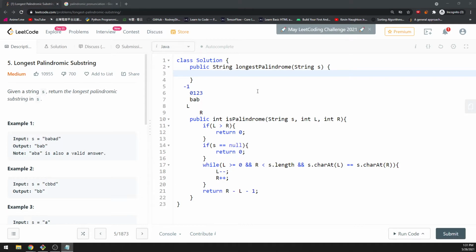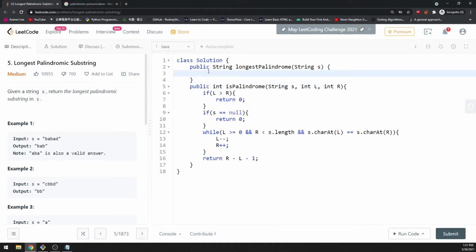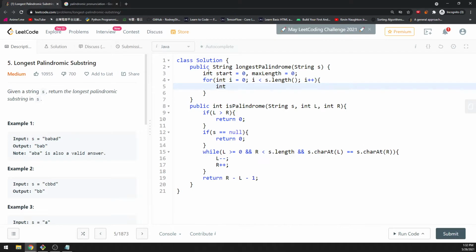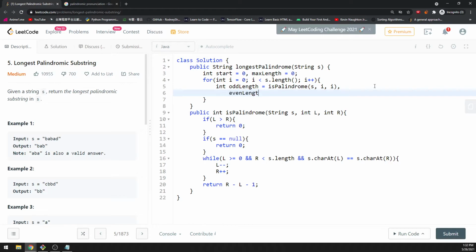And so let's get started on the main function. So you have start, the starting position, and the max length. In the loop, i plus plus, we have no idea if the palindrome for the string is even or odd. So we can say odd length equal to isPalindrome of s, i, i. We will start from the middle. So there's another possibility, even length. Oops, made a mistake.